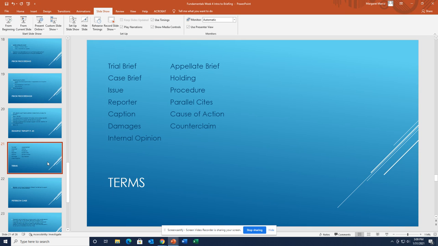Some terms that are going to be helpful for you: trial brief, case brief, issue reporter. We kind of went through all of those things. Your homework is going to be based on this stuff and the cases that we talked about here, pulling from cases that are in the back of Statsky and pulling out things like the parties and their litigation status and their theories and objectives, as a foundation for case briefing. Okay, so that's it for this part, and I will chat with you when we do our Peterson brief.